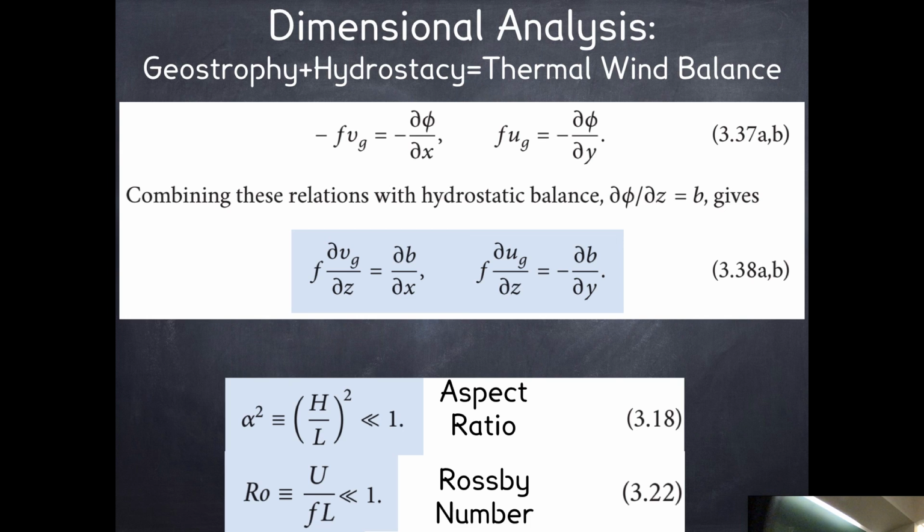Okay? And this applies when the aspect ratio is small because we have the hydrostatic balance, and the Rossby number is small so that we have the geostrophic balance. Geostrophic plus hydrostatic equals thermal wind. These are the two conditions to have it happen.